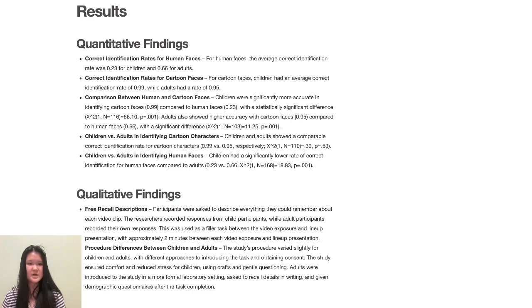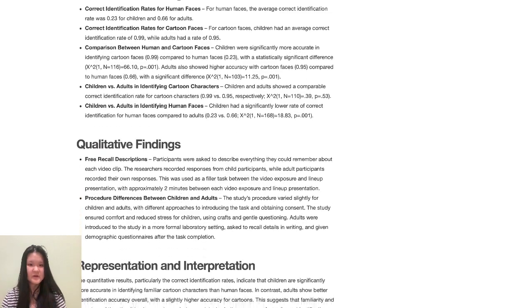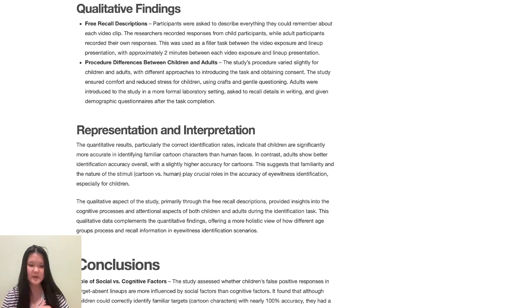First is correct identification rates for human faces, and the next one would be correct identification rates for cartoon faces. So the first one is humans, the second one is cartoons. Then the next one would be the comparison between human and cartoon faces. Then the child versus adult in identifying, firstly, cartoon characters, and the second one would be human faces. So you would need to know the quantitative findings for all of these five categories. I won't go through them, but if you need the numbers for them, you can just ask me.